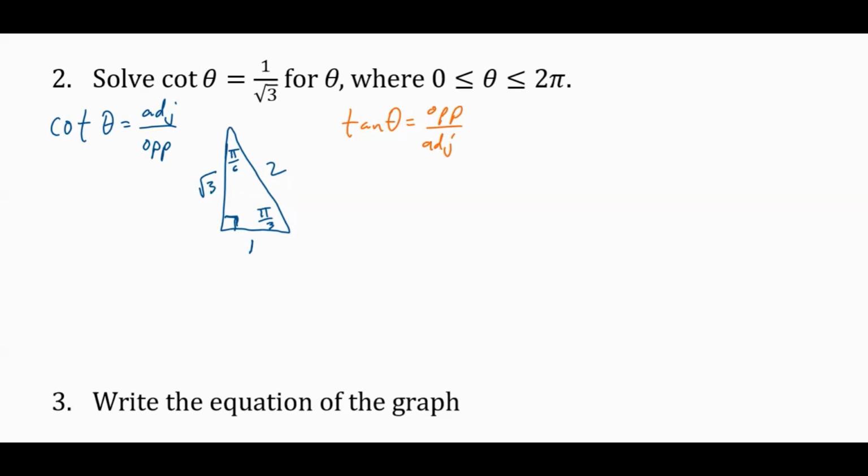Again, that'd be wrong. Now to find a related angle, we're looking for what would be adjacent over opposite. What would give me 1 over root 3? So adjacent over opposite, it would be pi by 3 because adjacent is 1 and root 3 is opposite. So that means theta related is pi by 3.